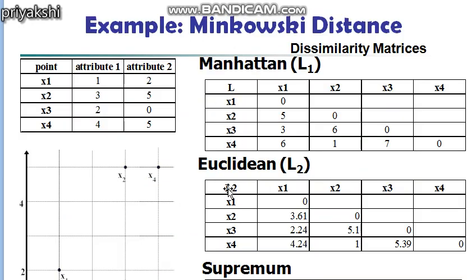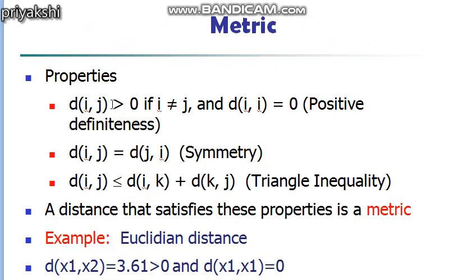As you can see, suppose I have taken an example of Euclidean distance. Now see, the distance between x1 and x2 is 3.61. So 3.61 is greater than 0. So I can say that the distance of x1 and x2 is greater than 0, which is 3.61, and x1 is not equal to x2. So it is satisfying the first part of the first property.